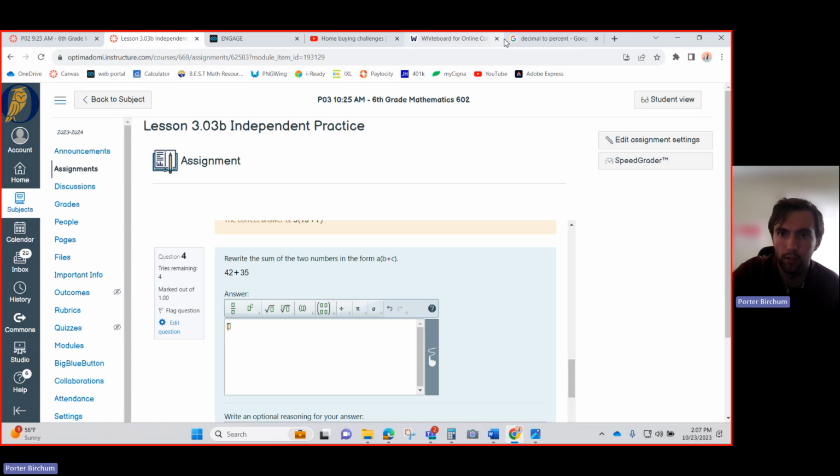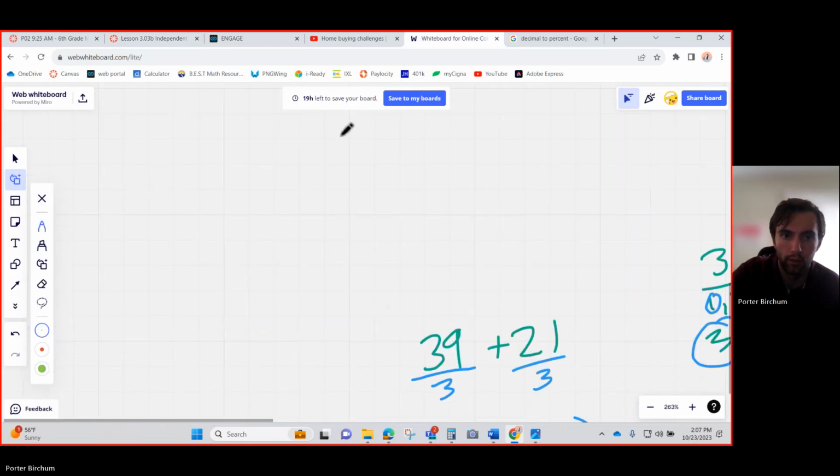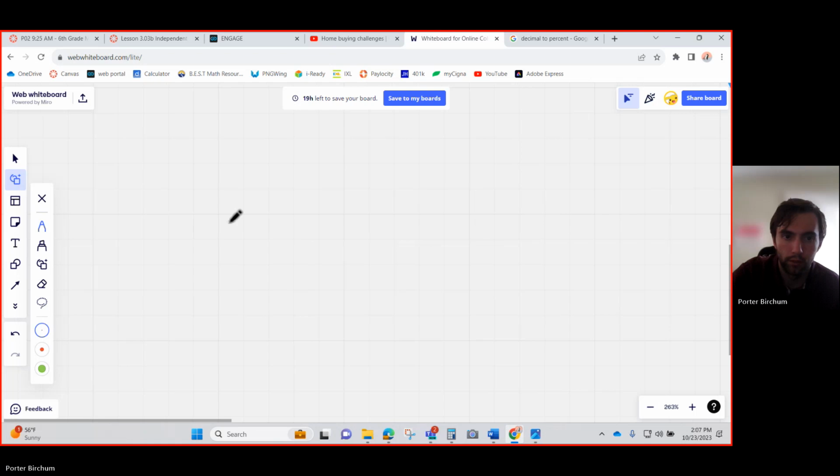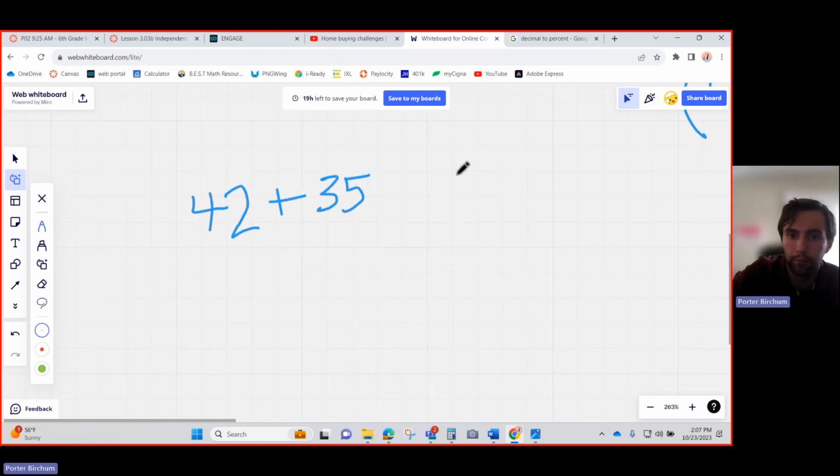42 and 35. Last question. 42 and 35. Okay, maybe let's use a factor tree this time. Getting a little bored of the chart. So factor trees, I don't do 1 and the number because that would make my number tree go on forever. Right, 1 times 42, 1 times 42, 1 times 42. That's not very productive, now is it?